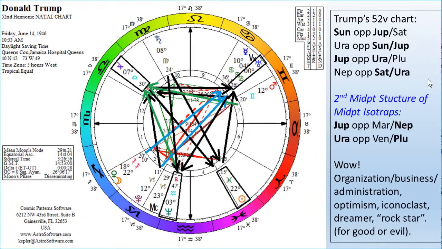Especially midpoint structures more than aspects. Why midpoint structures? Because it's midpoint structures that are the power of his chart, that are the power of Donald Trump's 52 vibration. So I'm expecting transiting planets, maybe a transiting planet moves in between Jupiter and Uranus, because Jupiter and Uranus shows up a few times here. Uranus at Sun, Jupiter, Jupiter at Uranus, Pluto.